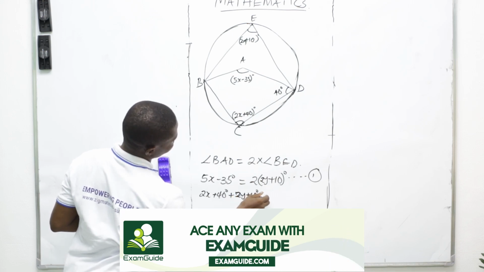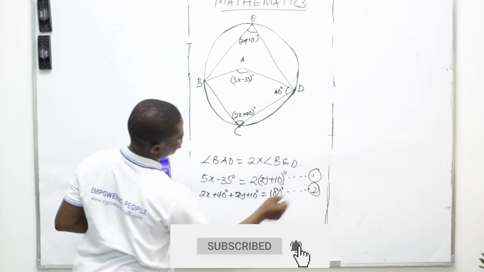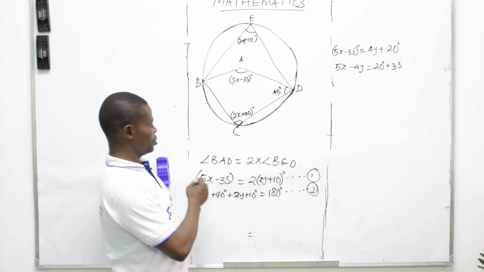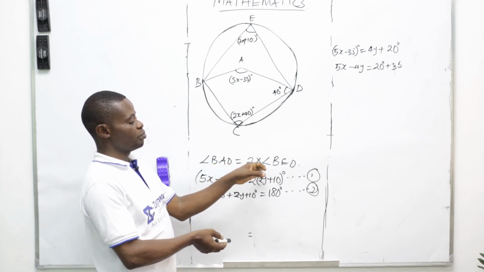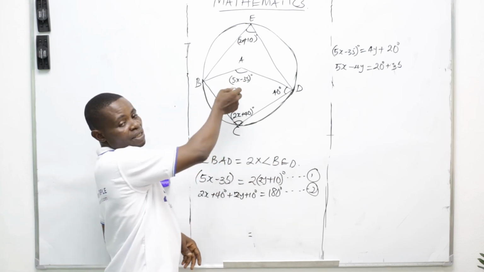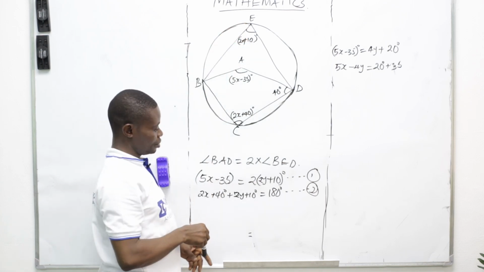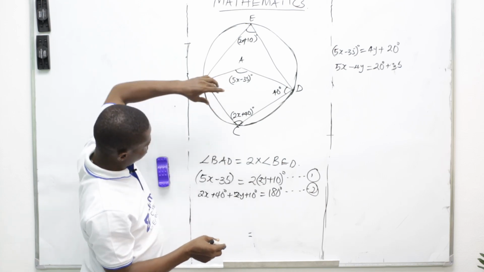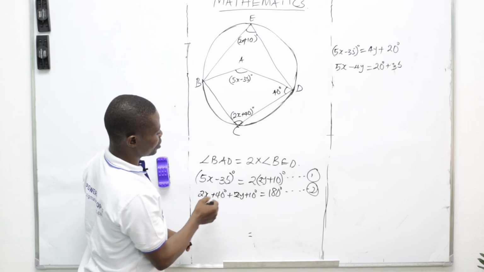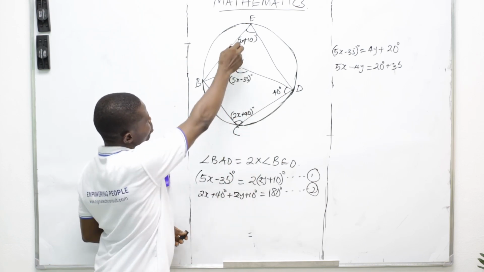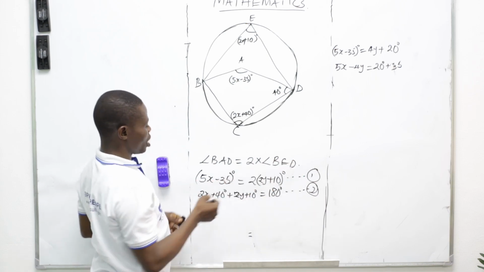2y plus 10 degrees equals 180 degrees, equation 2. So angle BAD equals 2 times angle BED. That is, angle at the center is twice the angle at the circumference. So for that reason, you have to say 5x minus 35 all degrees equals 2 multiplied by (2y plus 10) all degrees. Call it equation 1.